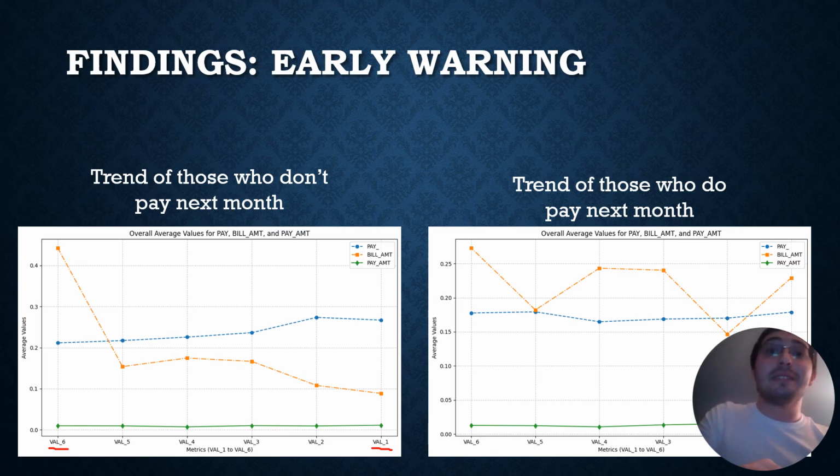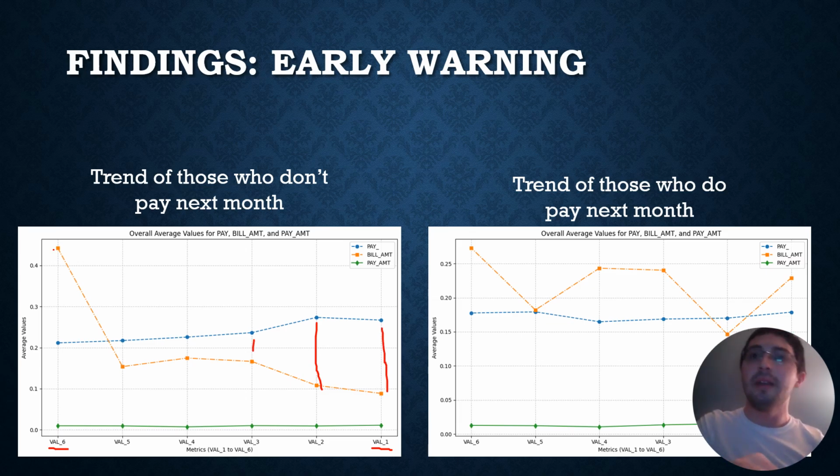Anyway, as you can see, for people who don't pay the next month, their bill amount, which is in yellow, starts very high, and then it plummets. And then it stays fairly stagnant while essentially decreasing. Overall, they had a significant net loss on their bill amounts. And as you could see, their delinquency was also increasing in a pseudo proportion to what's going on with the bill amounts.